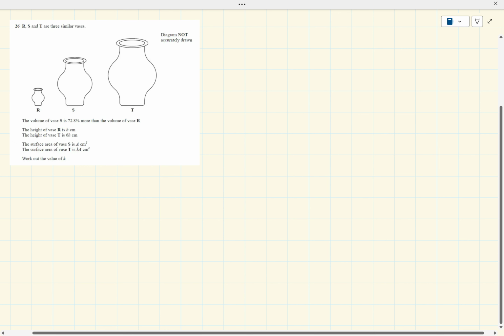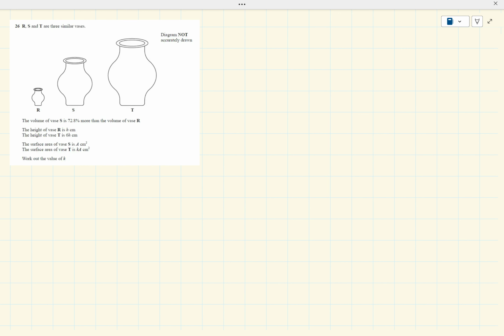Now, I really like this question because it is easily solved simply by setting out a table. I always tend to use a table like this when I'm solving similar shaped questions, and I would suggest you do the same. In this case, we go from small to medium to large. And these similar shaped questions are generally the same. We're going to be looking at linear measurements, sizes of areas, and sizes of volumes. Now, having set that out, let's fill in what we are told.